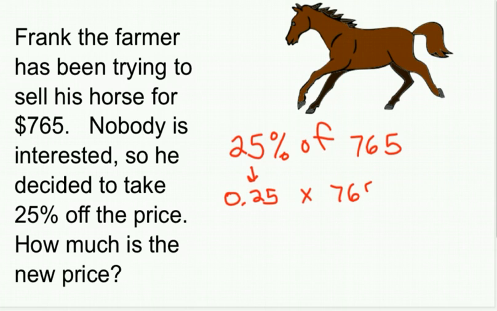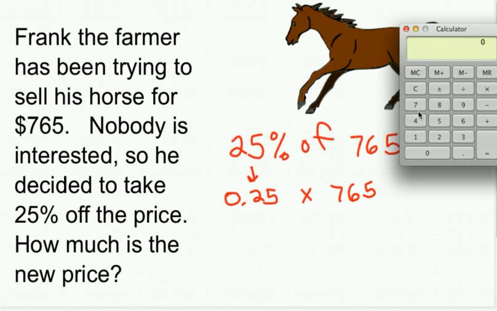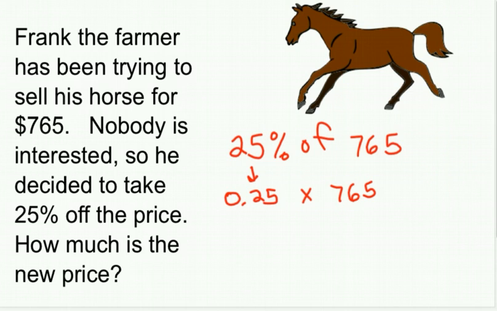And we're going to multiply that by the $765. Okay? So if we bring up our calculator and we do the math, we will see that if we take 25 hundredths and we multiply it by 765, we get $191.25. Okay? So in this case, we have $191.25 that is going to be taken off the price.